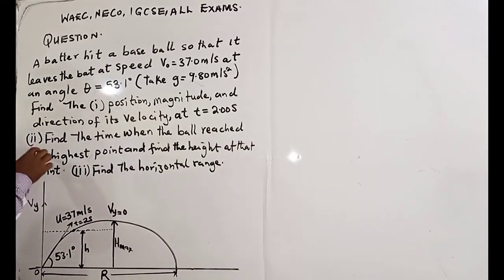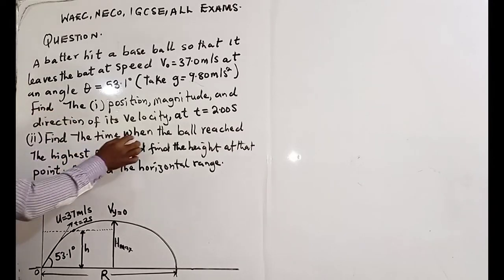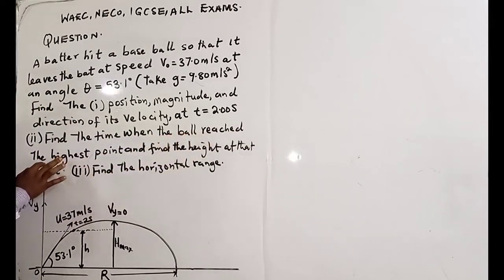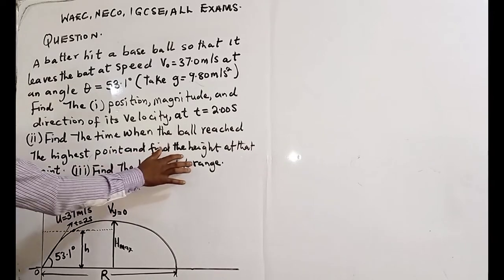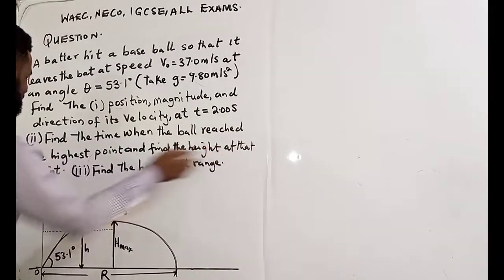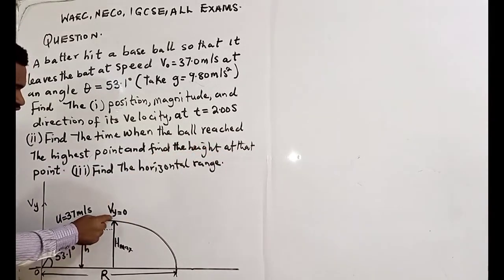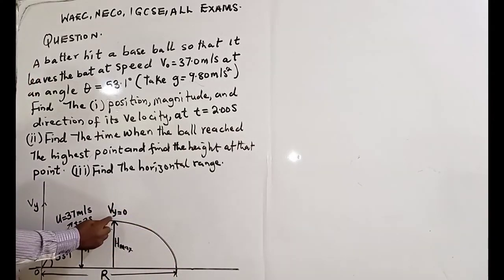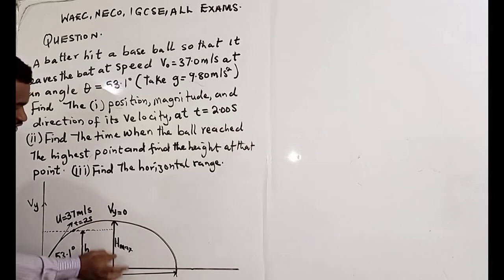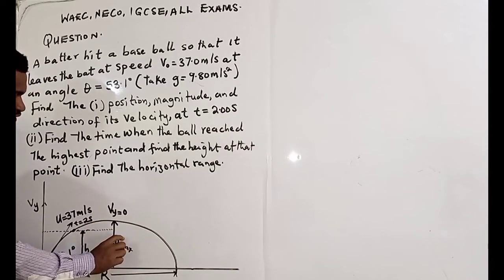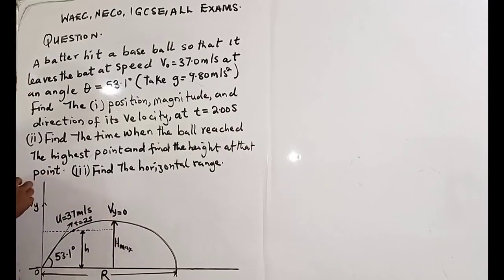And then number 2, he said find the time when the ball reached the highest point and the height at that point. So at what time did you reach the highest point? Because when you reach it here, it falls down. And then what is the value of the height at that time? Then the last thing is find the horizontal range. Horizontal range is from the beginning till the end where it hits the ground.